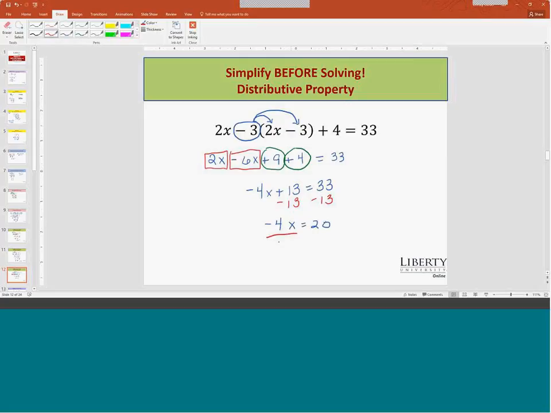To get x by itself, divide by minus 4, that coefficient of x that's being multiplied to x. X is equal to, pay attention to signs, you've got a positive number divided by a negative, so my result is going to be negative 5. Okay, so watch your signs.